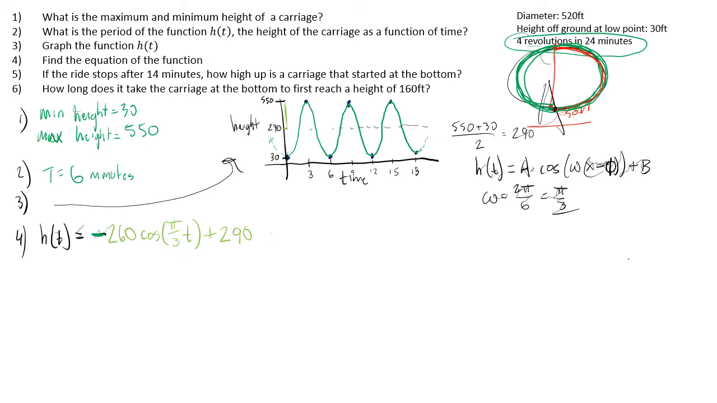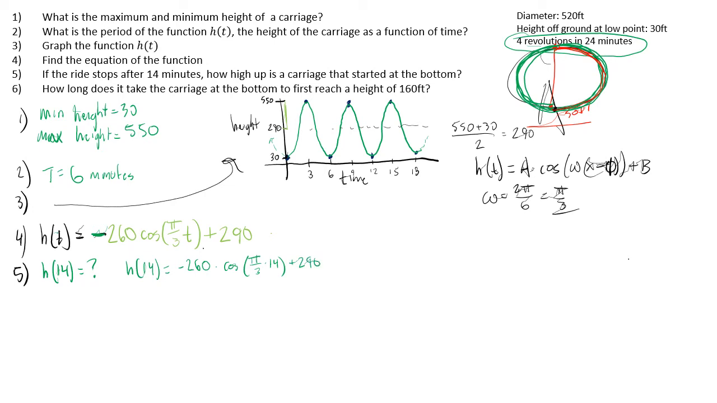So these ones are a little bit more difficult now. It says, if the ride stops after 14 minutes, how high up is the carriage that started at the bottom? Well, that's just asking me to find what is h of 14. Well, it's fine. We have the function. We just plug in 14. So this is going to be h of 14 is going to equal negative 260 times the cosine of pi over 3 times 14 minutes plus 290.